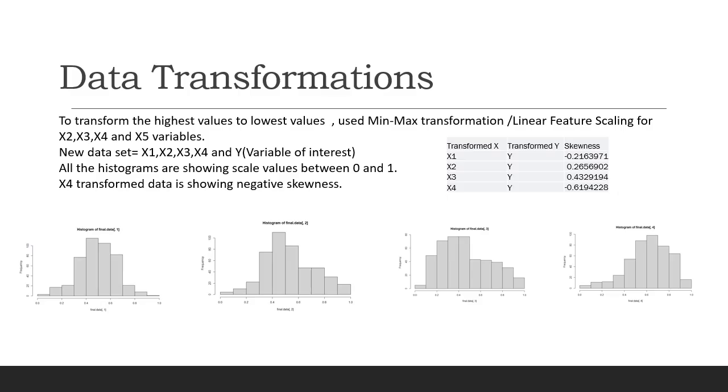In this slide, you can see the data transformation method that we use to transform the data to lower values. Here, we are using only 4 variables plus y. The method we use is minimum maximum transformation, which is called linear feature scaling. We have generated skewness for the x variables and y values and also visualized the histograms. All the histograms are between 0 and 1, and x2 and x3 show a normal distribution.